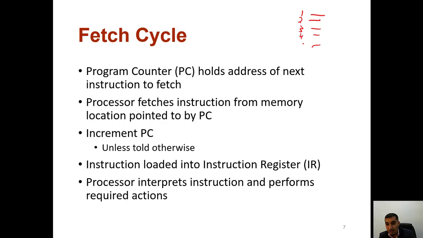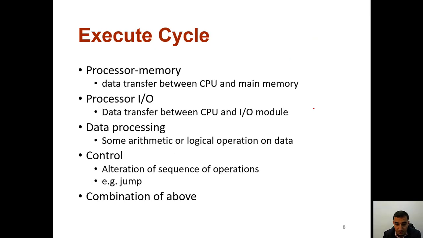So I'm executing instruction 1, then instruction 2, then 3, then 4, then 5, then 6, and so on. However, if I face an instruction such as a jump instruction or a loop instruction, then I will be in a different story where I will not be incrementing the program counter. Now, once instructions are loaded into the instruction register, the processor interprets the instructions and performs the required task. This is the job of the decoding stage.